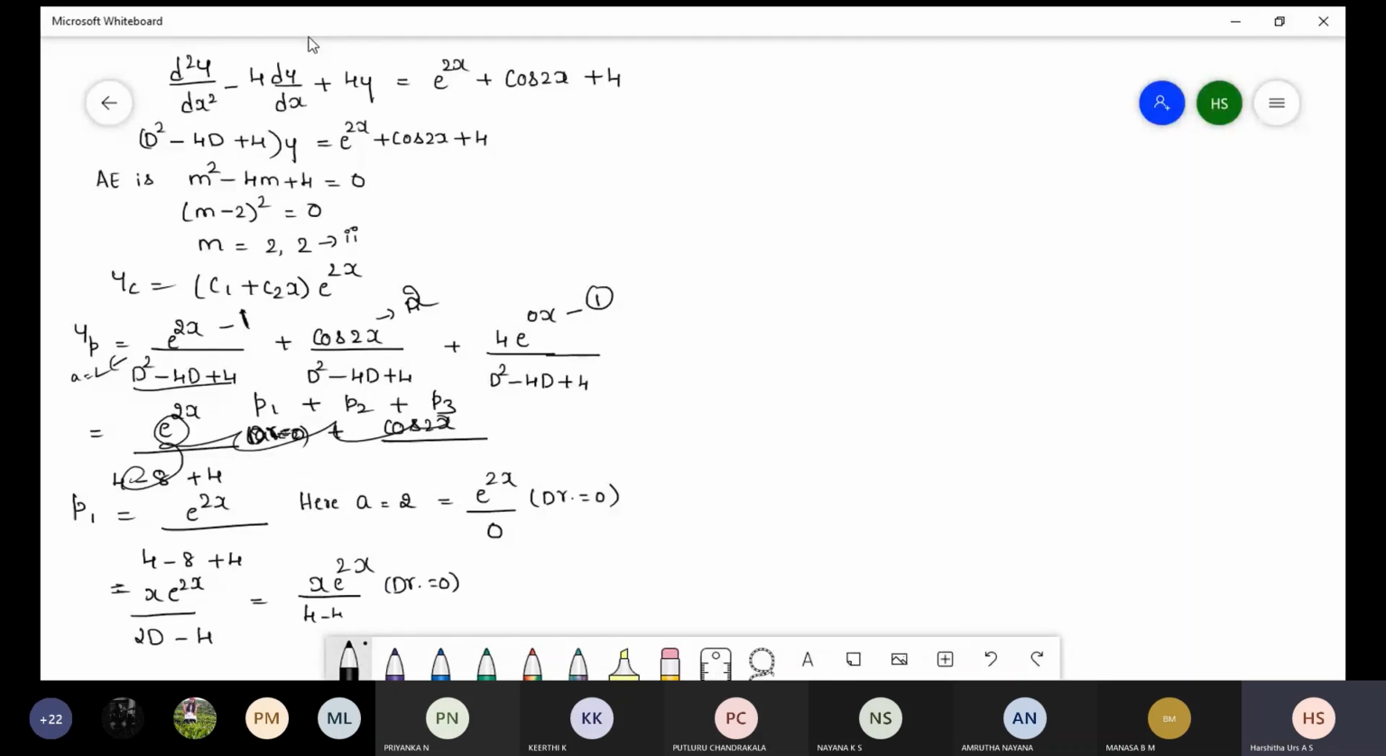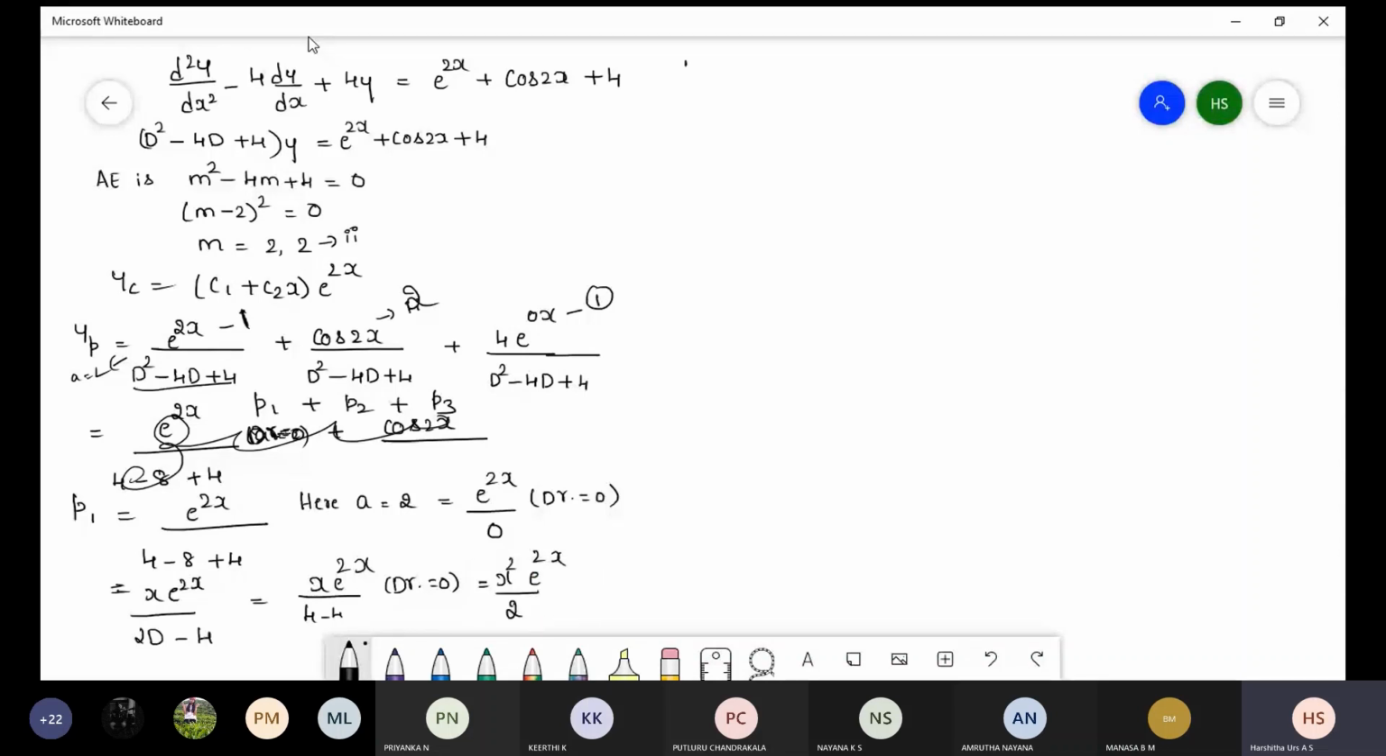So instead of x we write x square e power 2x, differentiation of the f dash of d, that is only 2. So we got x square e power 2x divided by 2.